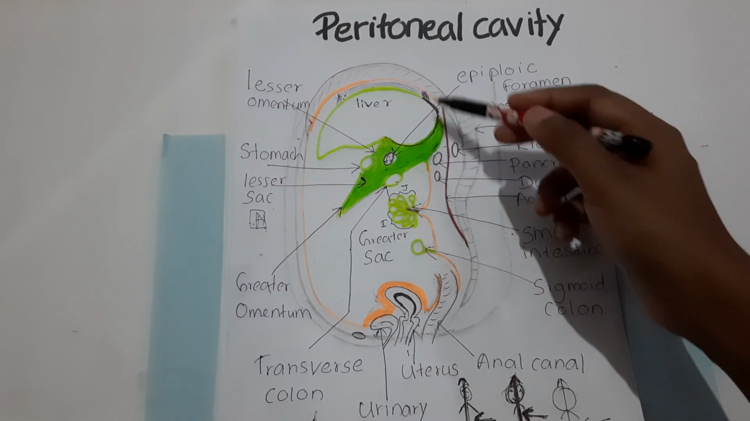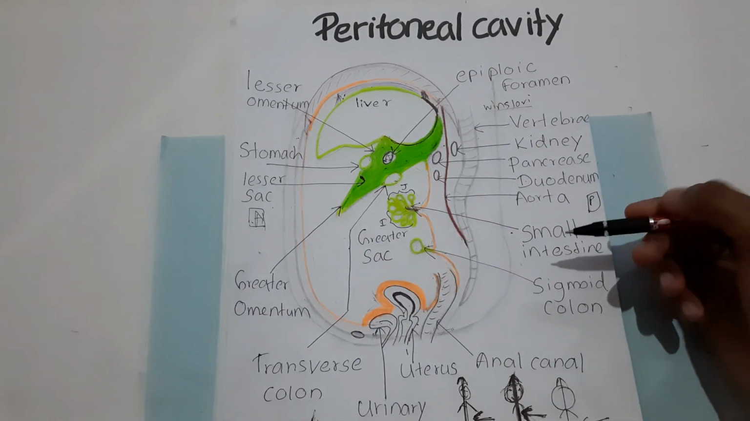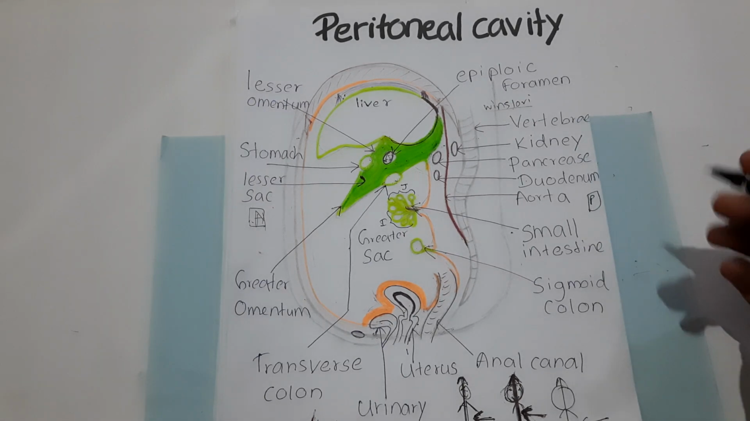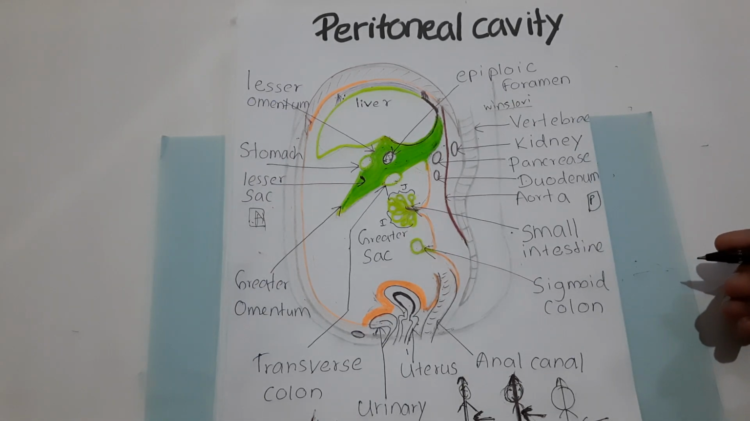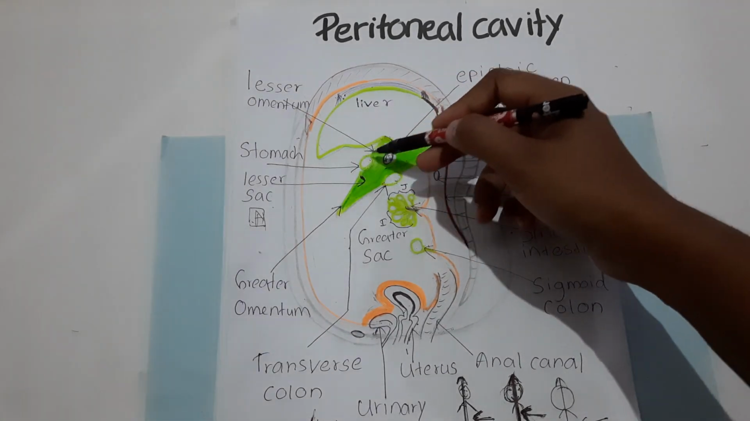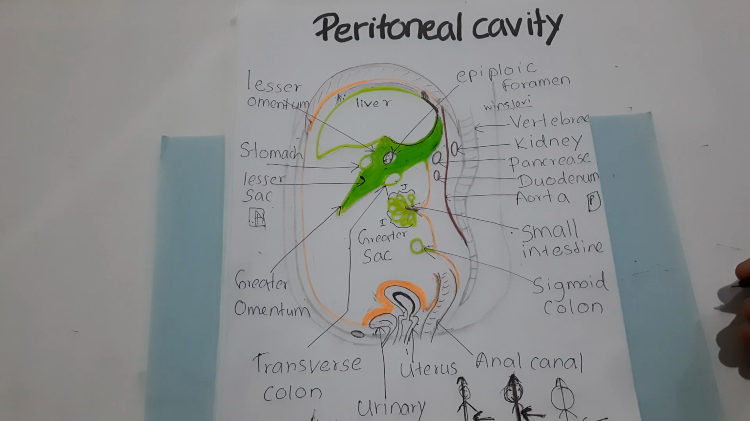So here you can see an orange color lining, right? That is the parietal peritoneum. Parietal peritoneum means the lining of the abdominal wall from inside. And here you can see a yellow color lining also. So that is the visceral peritoneum. Visceral peritoneum means the lining of the viscera. Viscera means basically the internal abdominal organs, so the lining of the organs.